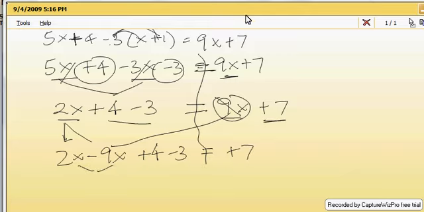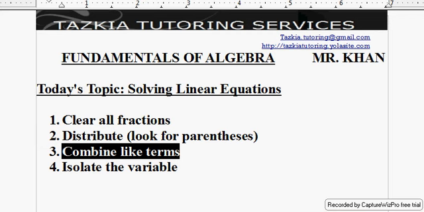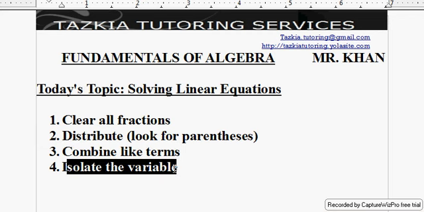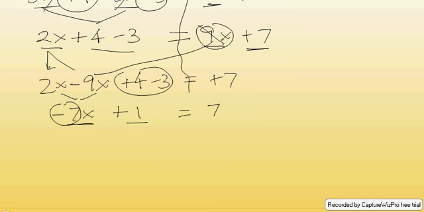Here if I combine these two, I get 2x minus 9x is negative 7x, plus 4 minus 3 gives me positive 1, equals 7. Now I'm done combining like terms. So now I only have negative 7x as the only x term here. So I'm going to look at the last and final step, which is to isolate the variable. The variable here is x. I need to isolate it. So that means I need to move the positive 1 and the negative 7 to the opposite side of the equal sign. Now, how do I decide what to move first?